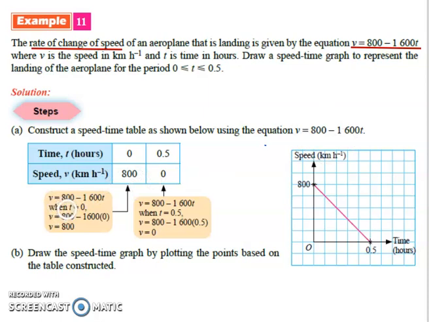So v equals 800 minus 1600t. When t is equal to 0, 800 minus 1600 times 0, v is equal to 800. And then when t is equal to 0.5, v is equal to 0. So you have your plot points here: 0, 800 and 0.5, 0. So choose your scale, label your graph, and plot your points. After that, draw a straight line from the points plotted. Very simple, right? So let's try the exercise together.